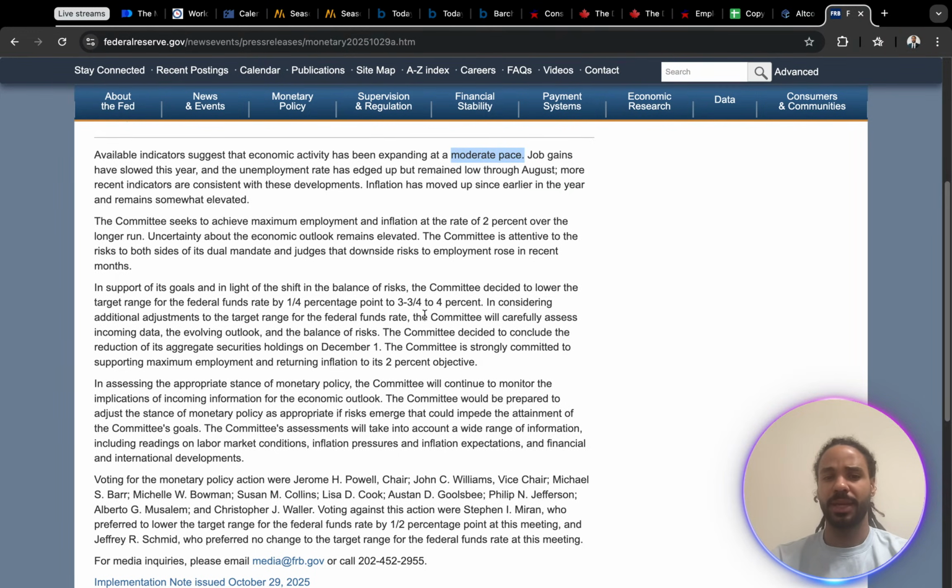Point to 3.75% to 4%. In considering additional adjustments to the target range for the federal funds rate, the committee will carefully assess incoming data, the evolving outlook, and the balance of risks. The committee decided to conclude the reduction of its aggregate security holdings on December 1st. The committee is strongly committed to supporting maximum employment, and so on, right?